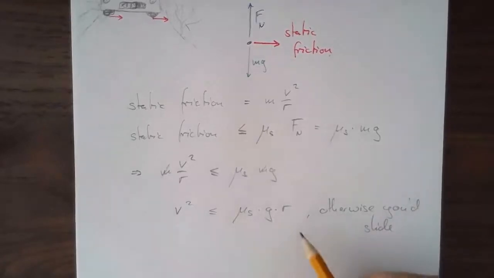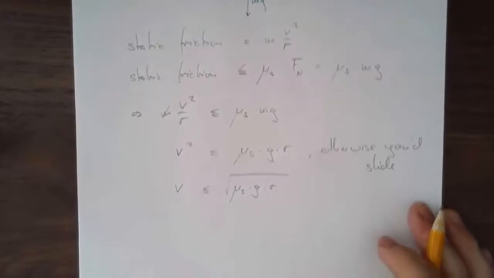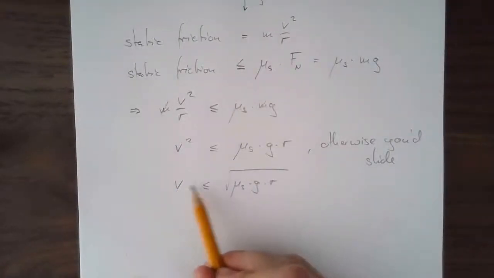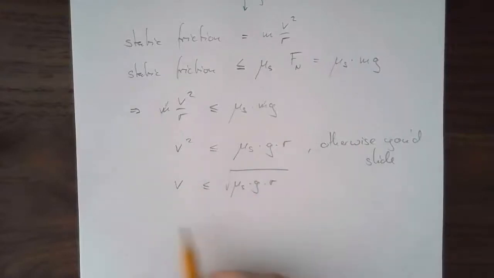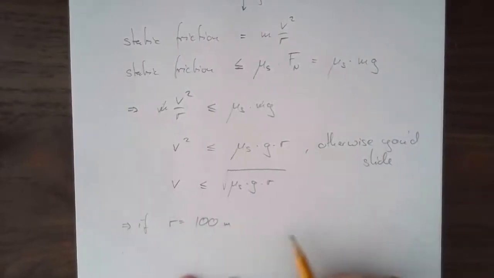This allows you to calculate the maximum speed. I guess I could write it like this: v equals the square root of mu s times g times r. Of course, v can be any value from 0 up to that maximum, where we have an equality here. So if, say, r is a long highway curve, like 100 meters of radius, right?